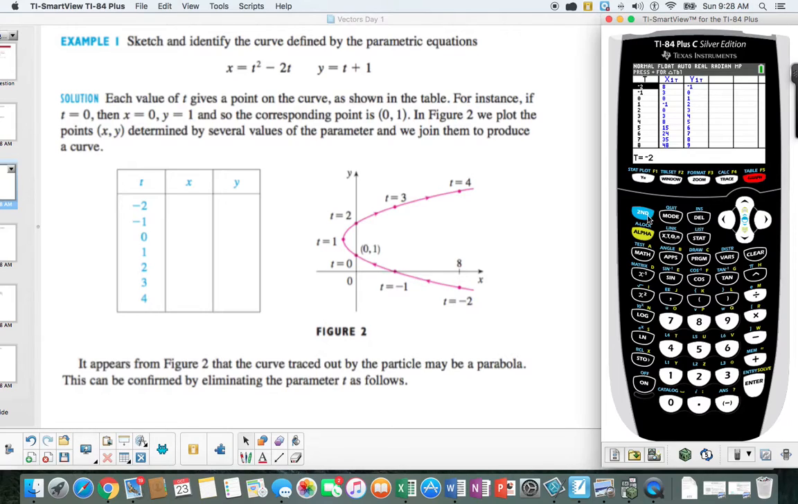Now let's take a look at the graph, and this is how it's going. Okay, when you do a graph, it's important to indicate the arrows showing how the graph is progressing as it's going through the points.